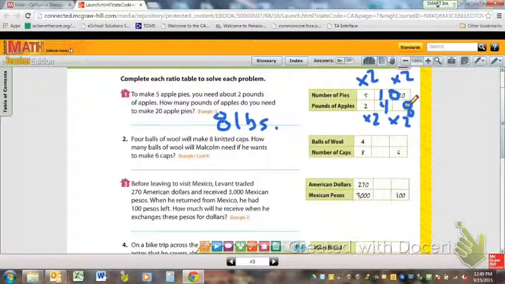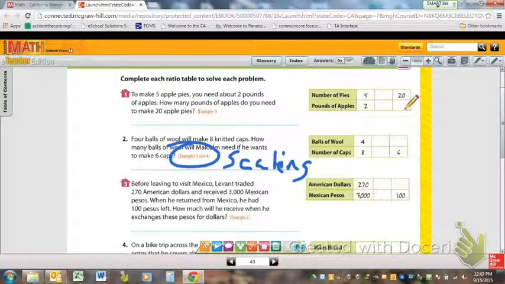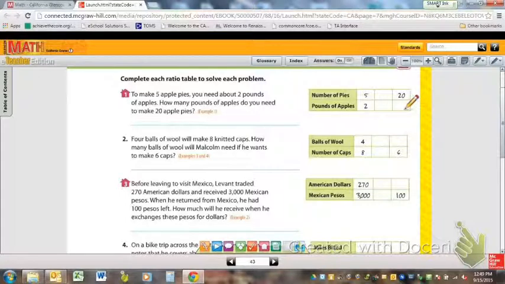Number 2. 4 balls of wool make 8 knitted caps. How many balls of wool will Malcolm need if he wants to make 6 caps? If you look at examples 3 and 4, this is an example of scaling. So I need to reduce it back first. 4 divided by 4 is 1, and 8 divided by 4 is 2. So I can make 2 caps with 1 ball of wool.